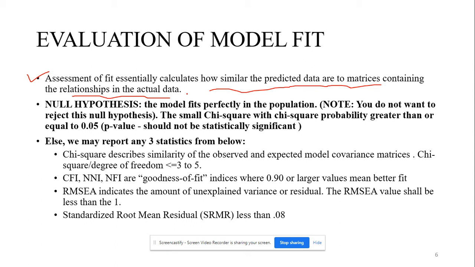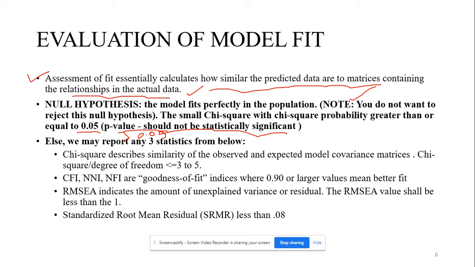Normally this null hypothesis, that the model fits perfectly in the population, is one we do not want to reject. We want this null hypothesis to be true. So the chi-square probability should be greater than or equal to 0.05. The p-value should not be statistically significant; it should be at least 0.05, not less than 0.05. It should be more.